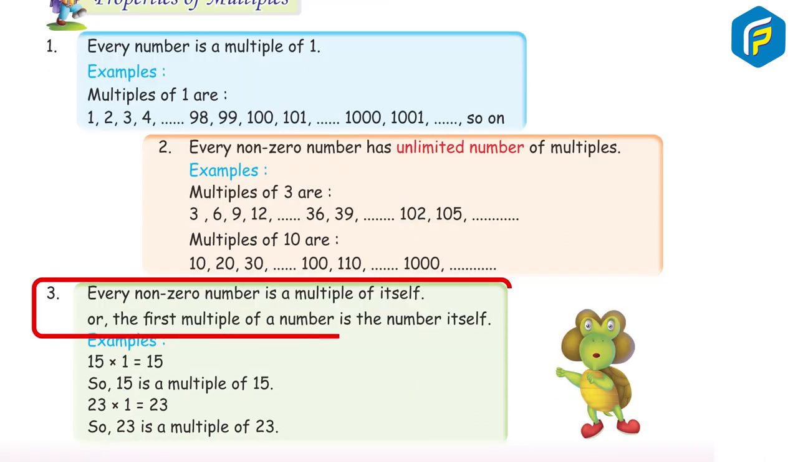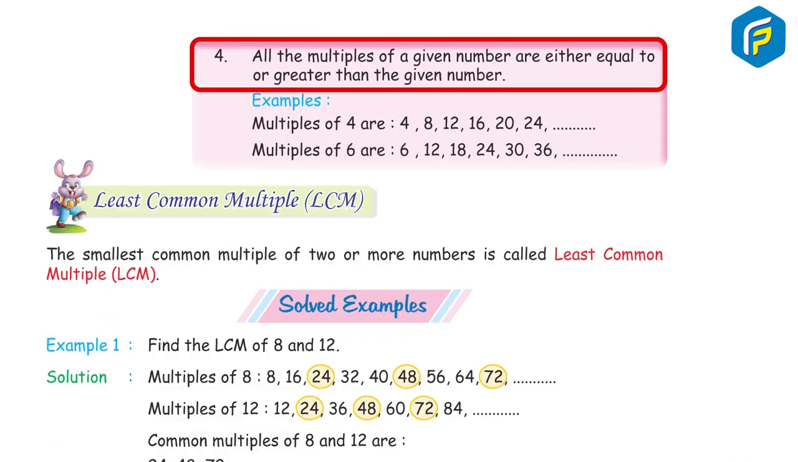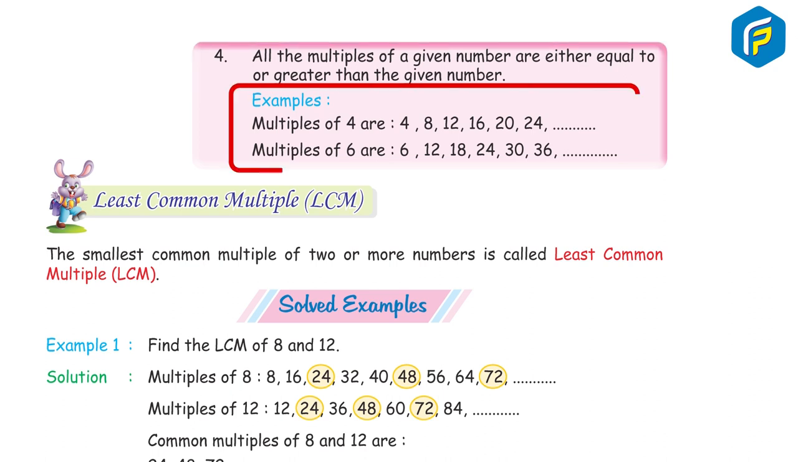3. Every non-zero number is a multiple of itself, or the first multiple of a number is the number itself. Example, 15 into 1 is equal to 15. So, 15 is a multiple of 15. 23 into 1 is equal to 23. So, 23 is a multiple of 23. 4. All the multiples of a given number are either equal to or greater than the given number. Examples, multiples of 4 are 4, 8, 12, 16, 20, 24. Multiples of 6 are 6, 12, 18, 24, 30, 36.